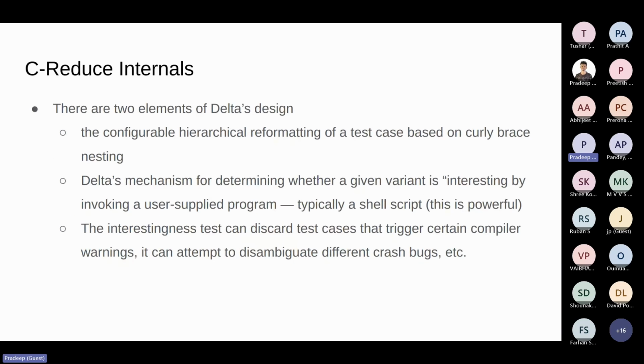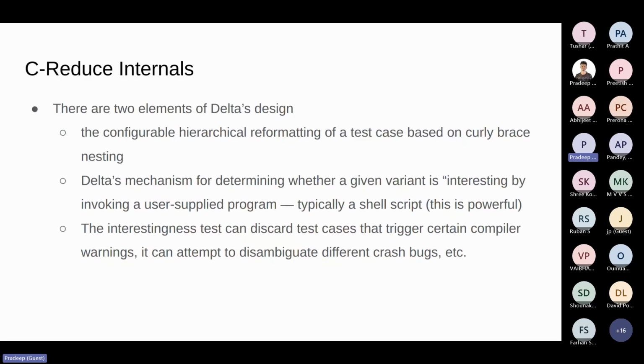So this is when John Regehr started to develop C-reduce as a full-fledged tool, and they got inspired by the delta debugging tool's design, and they kept two aspects of the design: the configurable hierarchical reformatting of a test case based on curly brace nesting. Every C or C++ program has this hierarchy of curly braces, and they want to understand this hierarchy, like a block versus a function scope, and using this you can remove multiple functions at a time, for that matter.